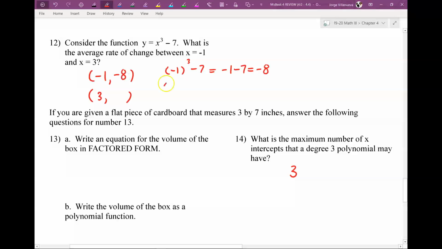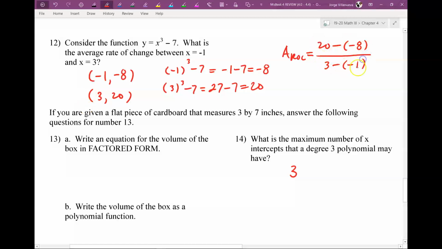And then I'm going to plug in a 3. So that's 3 cubed minus 7, which is 27 minus 7. So that's a 20. So all I have to do is find the slope again. They say average rate of change, but that's slope. All right, so y2 minus y1, that's 20 minus negative 8, divided by 3 minus negative 1. So that's 28 over 4, which is equal to 7. And that's my slope, or average rate of change.